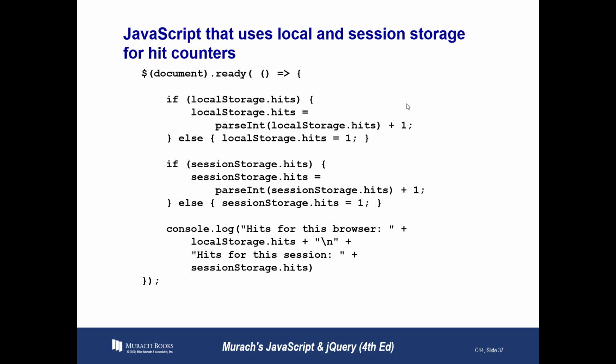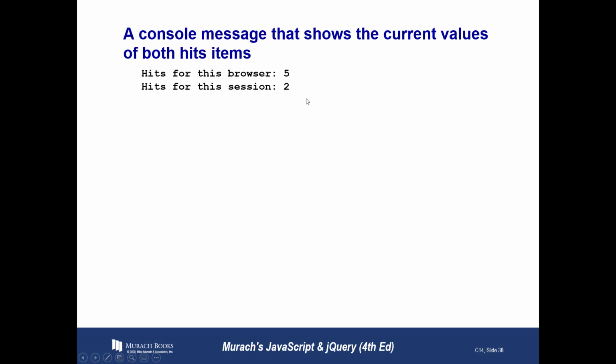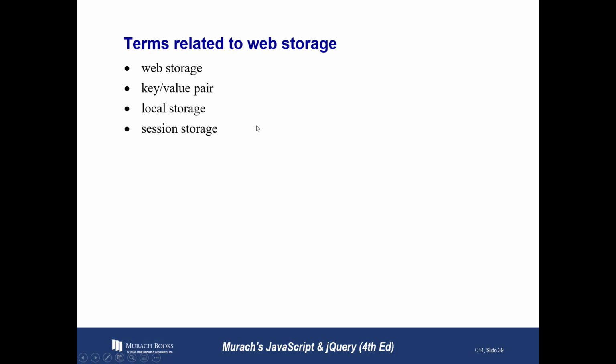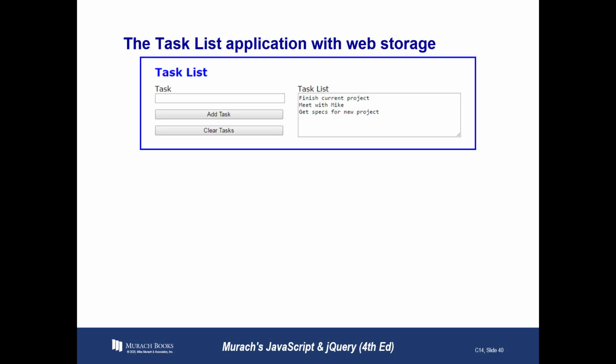They show an example here of JavaScript that, as mentioned, uses local and session storage for hit counters. Why would you want that? Well, a hit counter is something that should persist. It shouldn't start over again all the time, because then there'd always be just one person who came there. You typically don't want it to ever start over. You want it to persist. So this is an example of how you could use that. All right, so all you've been introduced to here is web storage, key value pair, local storage, and session storage.